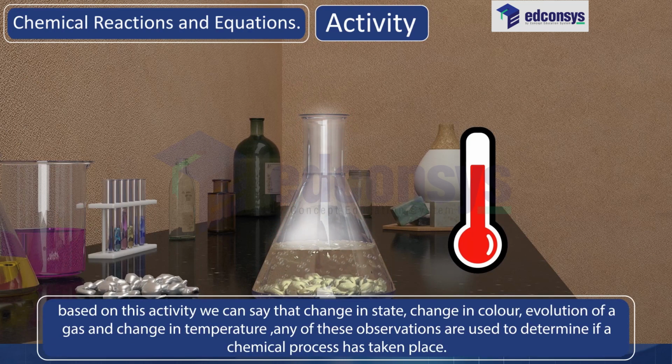Based on this activity, we can say that change in state, change in color, evolution of a gas and change in temperature, any of these observations are used to determine if a chemical process has taken place.